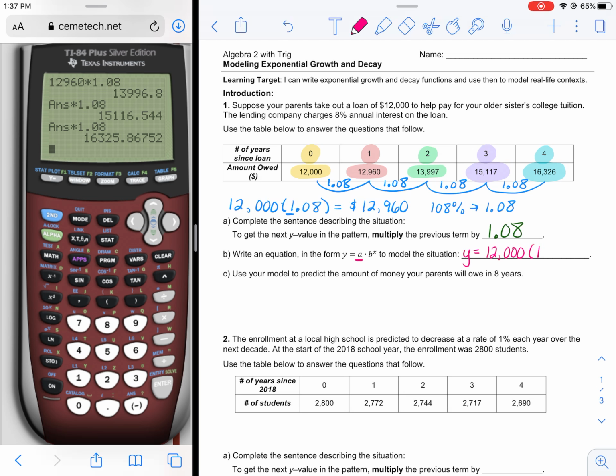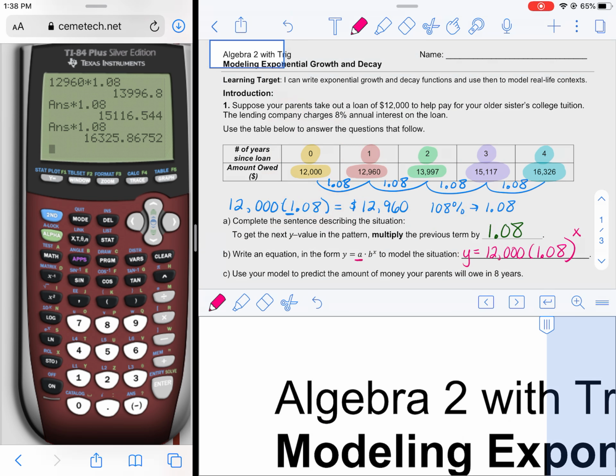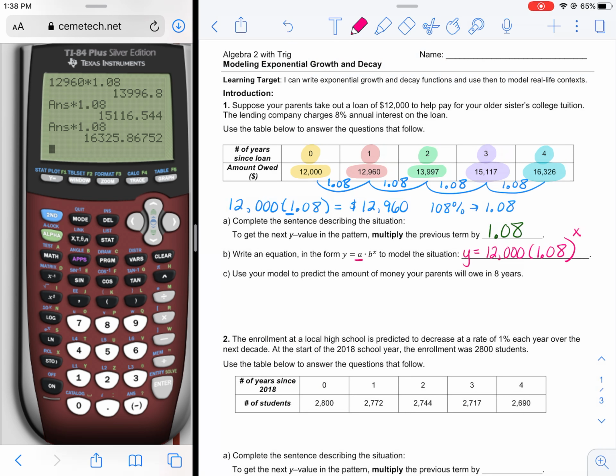And then notice we kept multiplying by 1.08. Okay, and when we have repeated multiplication, we can use an exponent. So we're going to put x up here as our exponent. And if you were to use this, we have to make sure we specify that the x represents the number of years since the loan.